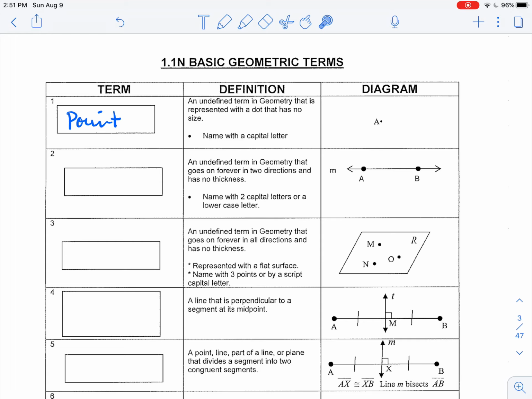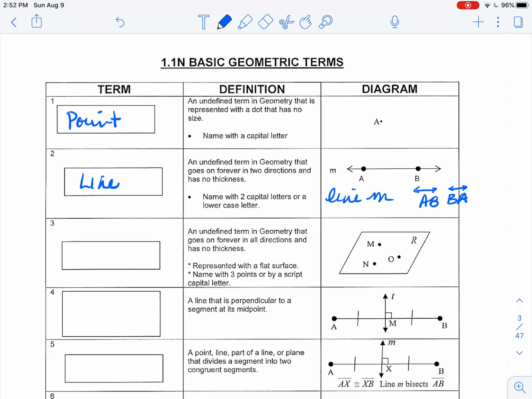Number 2, this is a line. A line is another undefined term in geometry that goes on forever in two directions and has no thickness. In the diagram, we've got line M. We can also call it line AB or line BA. So this is line M or AB with a line on top or BA with a line on top.